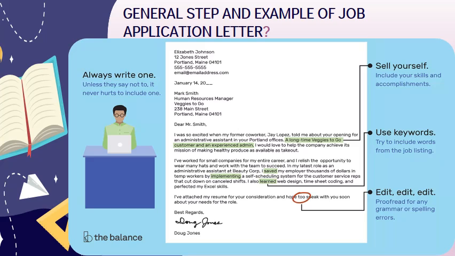Now, I want to explain the general steps and an example of a job application letter. Based on this picture, in this case the balance, they recommend us to do the next points. For example, always write one job application letter. Try not to include more things. You need to try to be more specific to get this job.